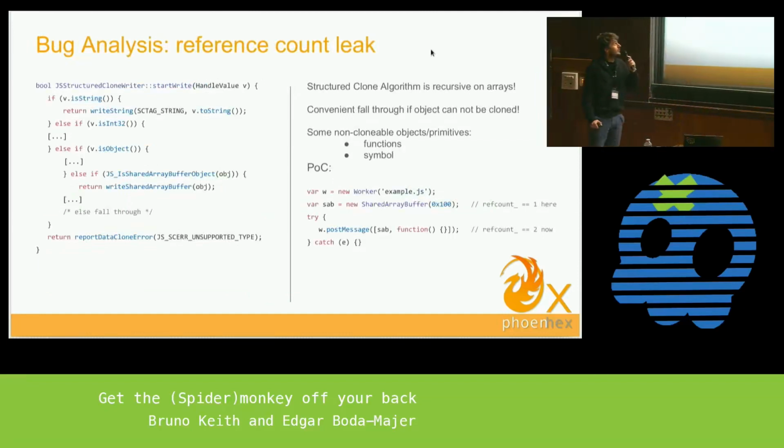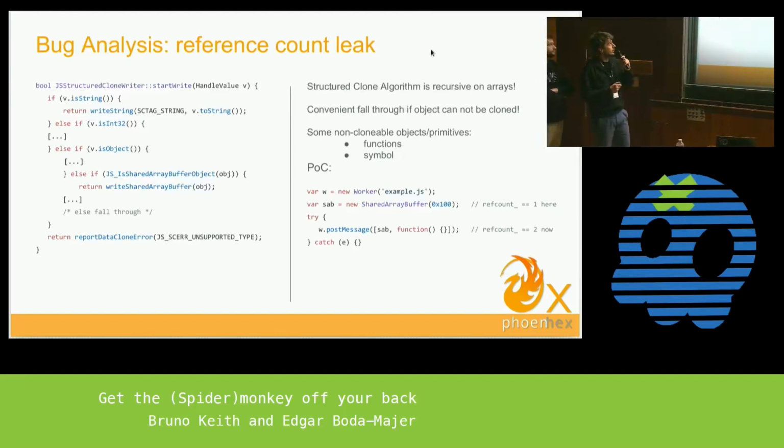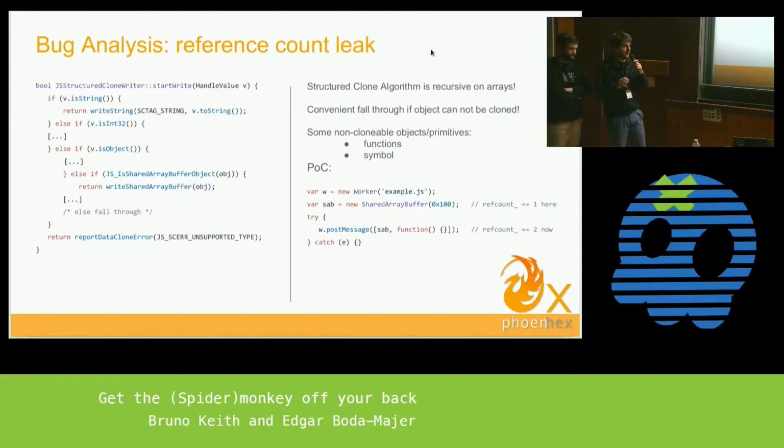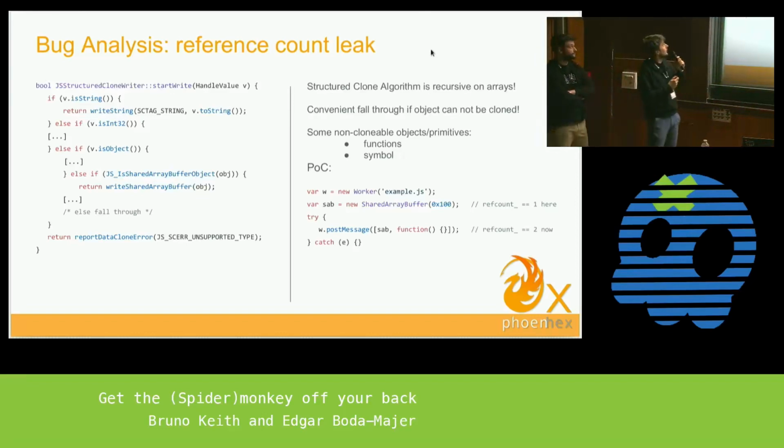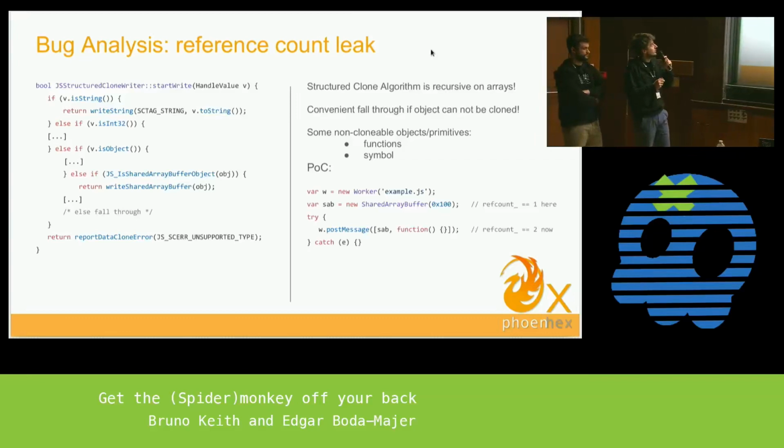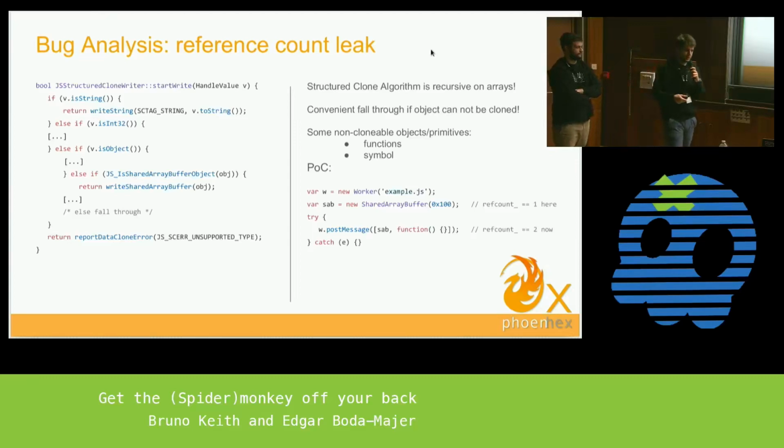So let's look at the implementation of the structured clone algorithm. This is where the objects get serialized. The way it works, it gets a value, and then it checks the type of the value. For example, if the value is a string, then it will serialize it as a string. If it's an int, it will serialize it as int, and so on. And if it's an object, then it will further check if it's some type of special object, for example, a shared array buffer. And if it's a shared array buffer, it will call write shared array buffer and add the reference we have seen before.